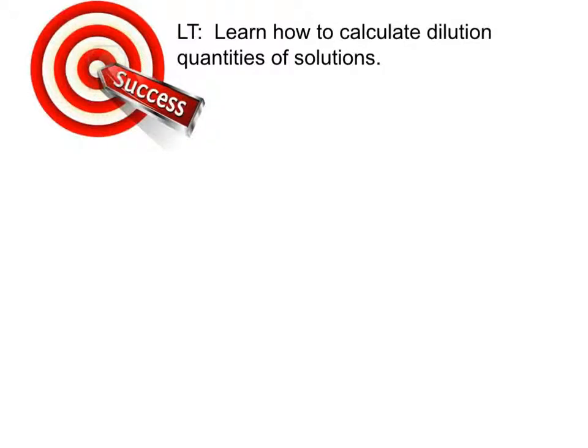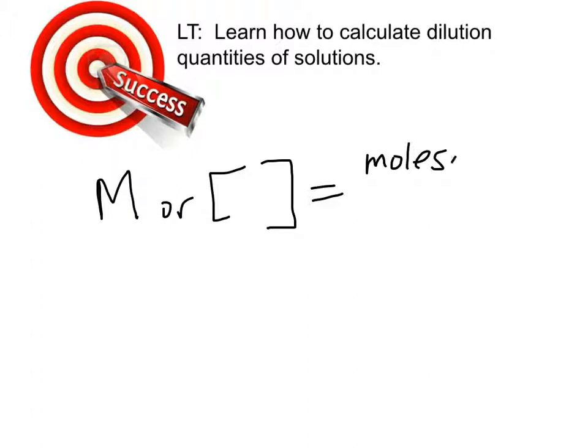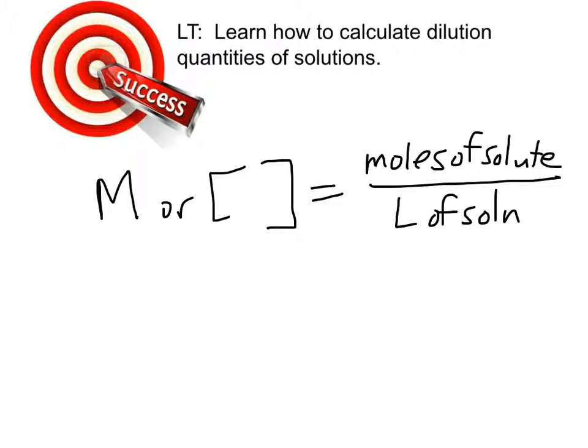In this video, we're going to talk about dilutions of solutions and how to actually calculate out different dilution quantities of solutions. First off, there are a lot of different ways to calculate out concentration, but most often in chemistry we use molarity, which is abbreviated as capital M, or brackets around something. Remember that molarity is moles of solute per liter of solution.